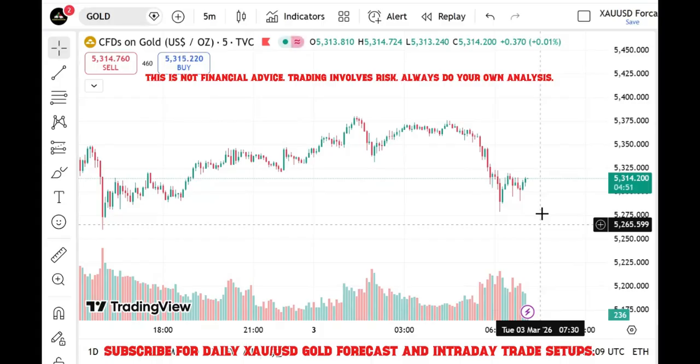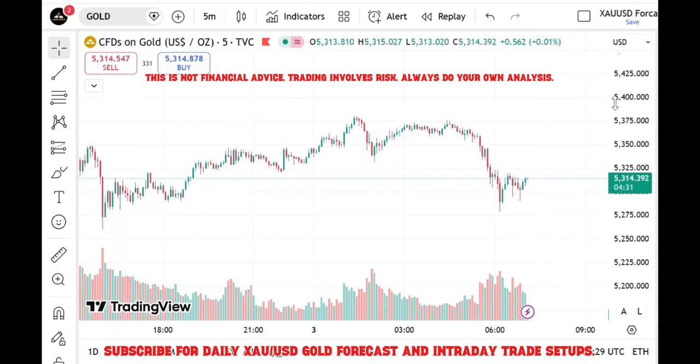So here is the summary. Buy in the 5,280 to 5,290 zone, but wait for the confirmation candle. Do not just buy blindly into the zone because without confirmation, you are guessing, not trading. And place your stop loss below 5,255.